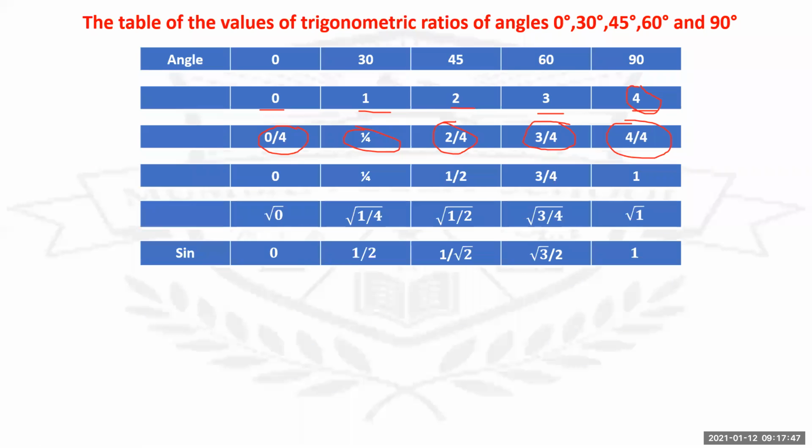After removing the root, root of 0 is 0, root of 1 upon 4 is 1 upon 2, root of 1 upon 2 is 1 upon root 2, root 3 upon 4 is root 3 upon 2, and last is root 1 equals 1. I've simplified all this. Check. Root of 4 is 2. Understand? Root of 1 is 1, and this 2 would be written as root 2.